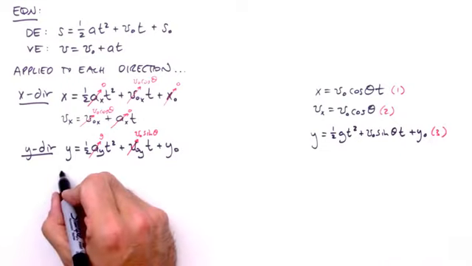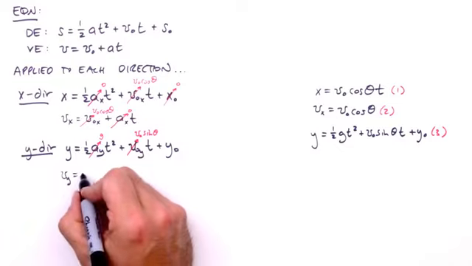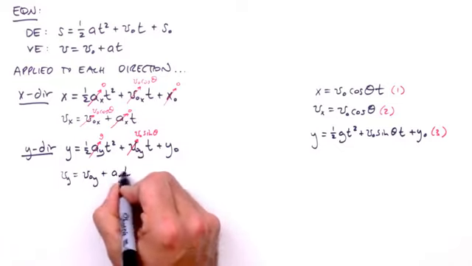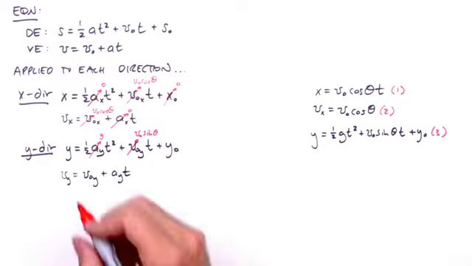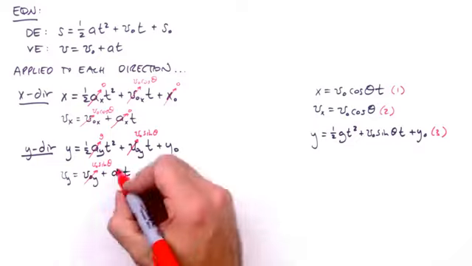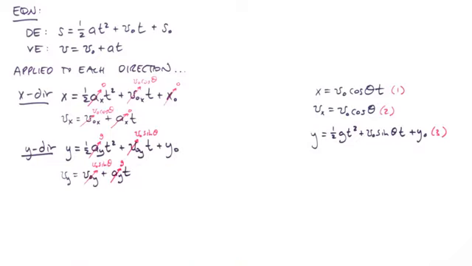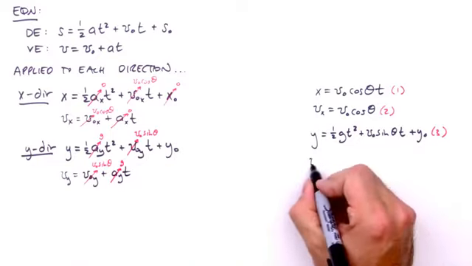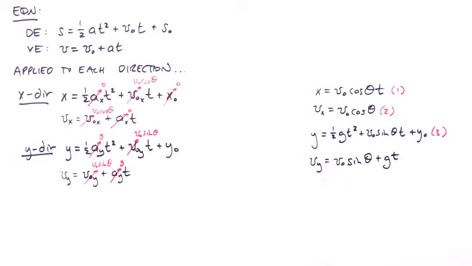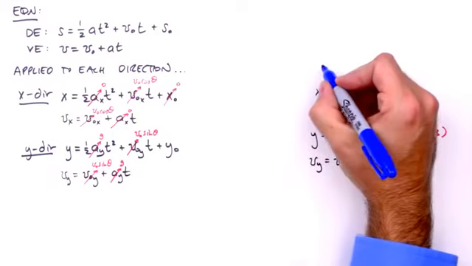The velocity equation in the y direction is v sub y equals v sub o sub y plus a sub y times t. Again, v sub o sub y was defined as v sub o sine theta, and a sub y is just g. So our fourth and final equation is v sub y equals v sub o sine theta plus gt. These 4 equations now constitute what we call our toolbox.